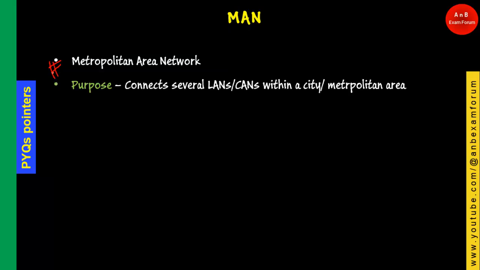The next one, a very important one, is MAN. What is MAN? Metropolitan area network. Again, the purpose is that it is going to connect LANs and CANs but within the city, and sometimes it was used for a metropolitan area, so that's why this name arose. So when several LANs are connected across the city, it becomes a metropolitan area network.